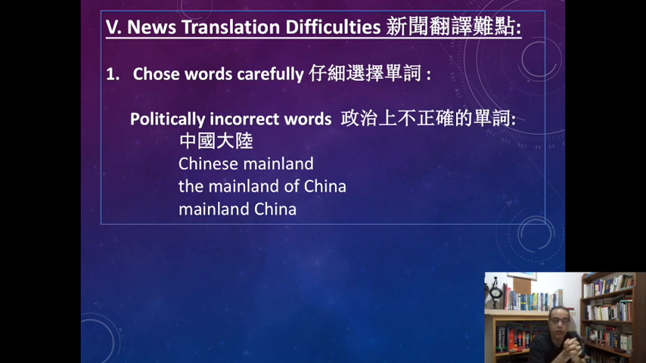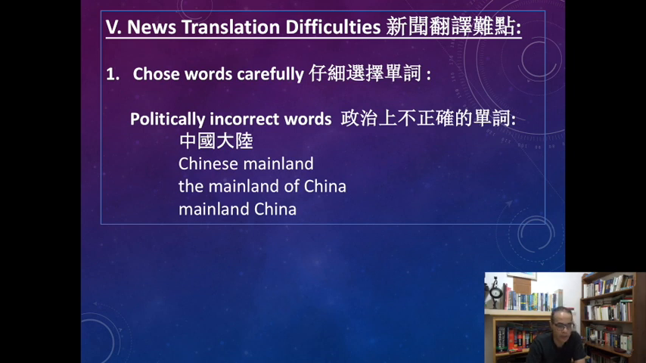Because in China, you have to translate it as mainland China, because Chinese mainland and the mainland of China may imply that there are two Chinas, and that may offend the people in China. So if your audience is Chinese people in China, then you need to say mainland China.